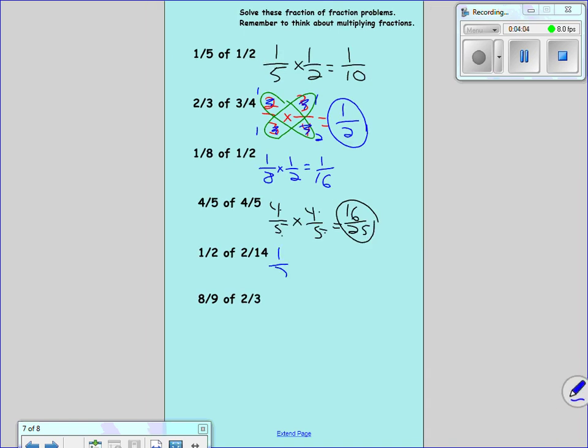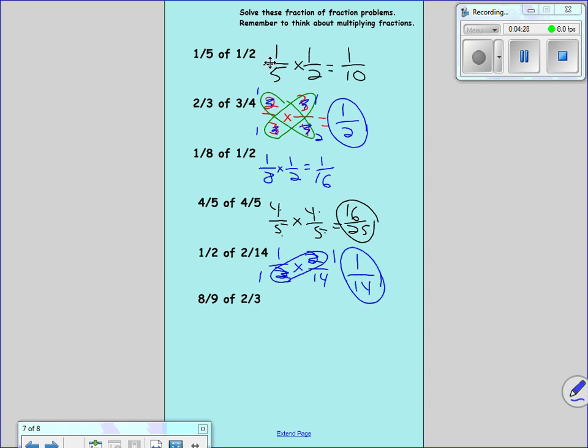One half times 2/14. Can we cross-reduce here? We can. Not the 1 and the 14, but these 2's we can cross-reduce, right, kids? And once you start getting better with it, you don't always put those big circles around them, okay? The only reason I keep doing circles is so I can explain it to you. 2 divided by 2 is 1. 2 divided by 2 is 1. 1 times 1 is 1. 14 times 1 is 14.